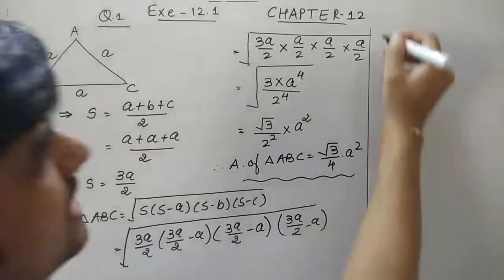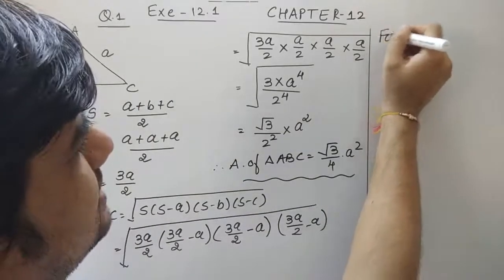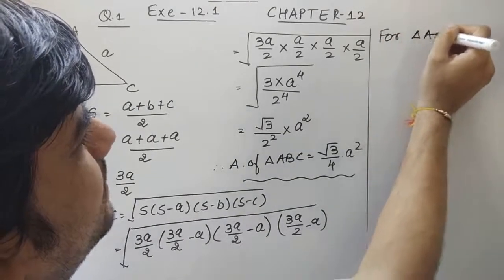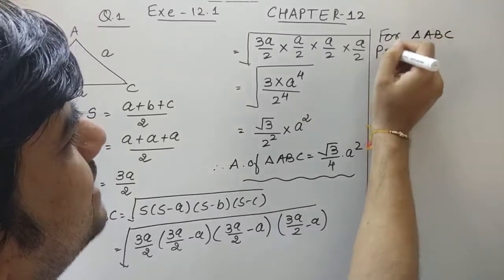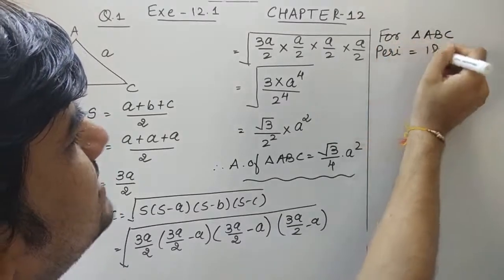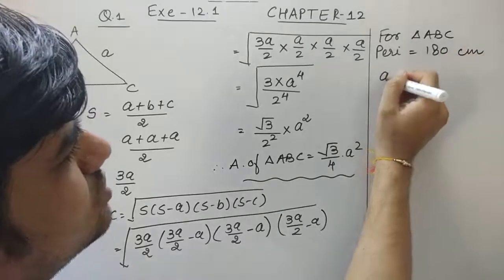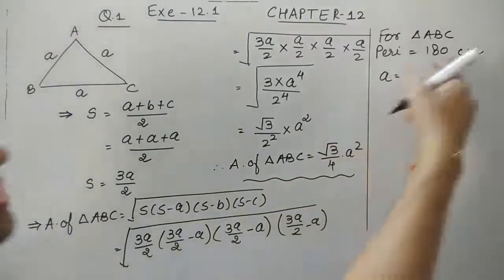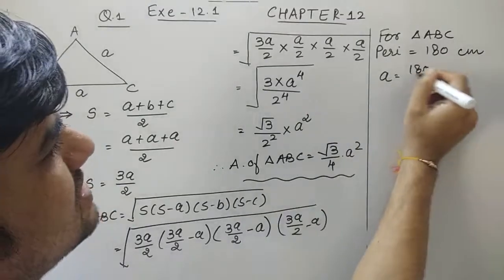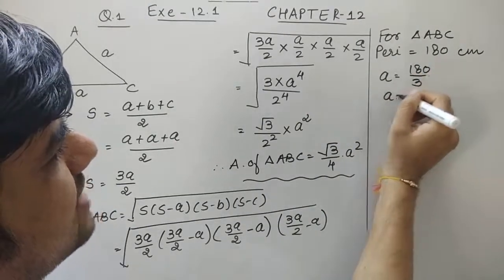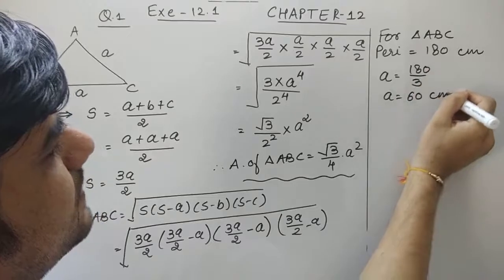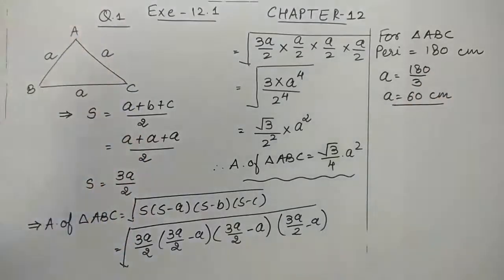So for triangle ABC, in the question they have given the perimeter, that is 180 centimeter. So what is the length of each side? We can call it A. It is obviously 1/3 of the given perimeter because there are 3 equal sides. So the length of A is 60 centimeter. So we obtain the length of the side.